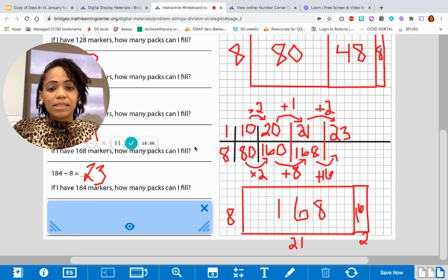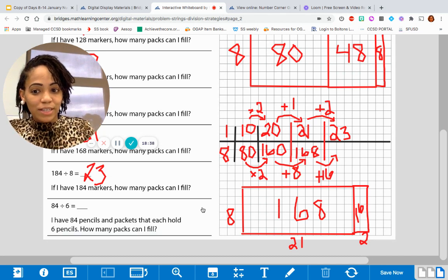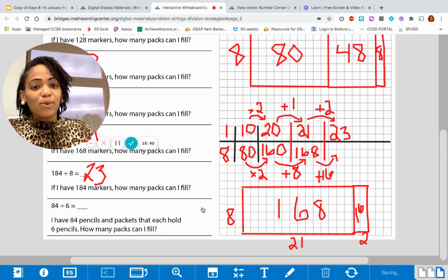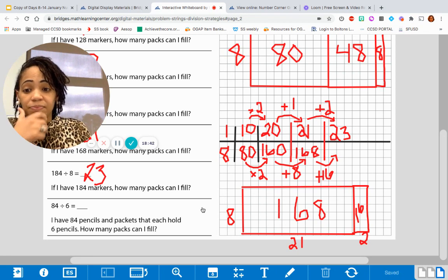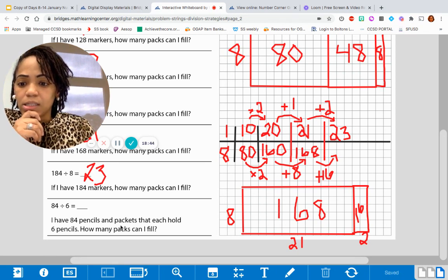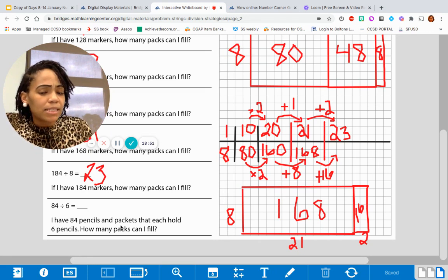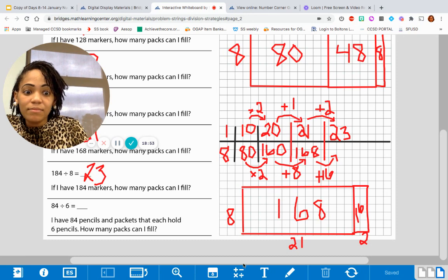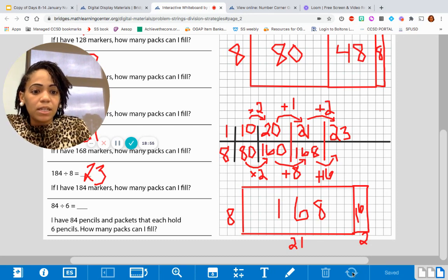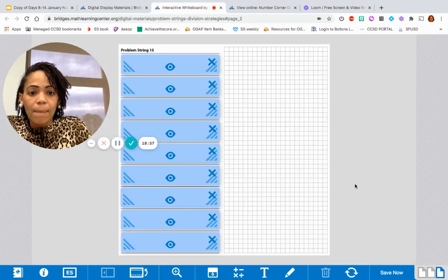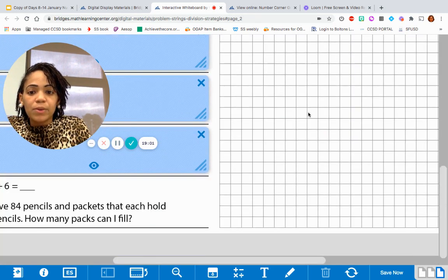Now we have one more problem. And I know I said something about talking about remainders today. So let's talk remainders. 84 divided by 6. Now it says I have 84 pencils in packets that each hold 6 pencils. How many packs can I fill? Yikes. I'm going to clear my work here. I'm going to start over. And we're going to work this problem out.